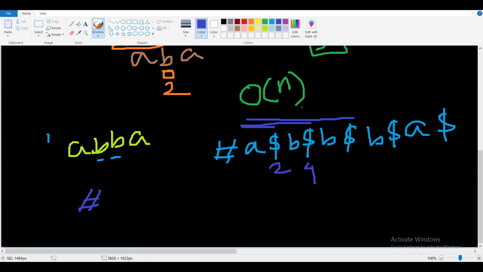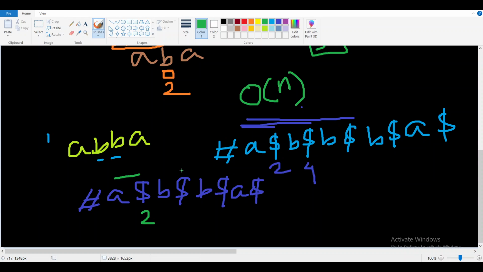So let's say $#a$b$b$a$. Okay. So this will be length 2, so this will be 2 here. Now this will be of length 4, this will be 4 here. Now for this dollar there is no match, so this will be 1 and this will be 1, that's why we have 2 4 1 1. So we'll just consider strings centering around dollars.